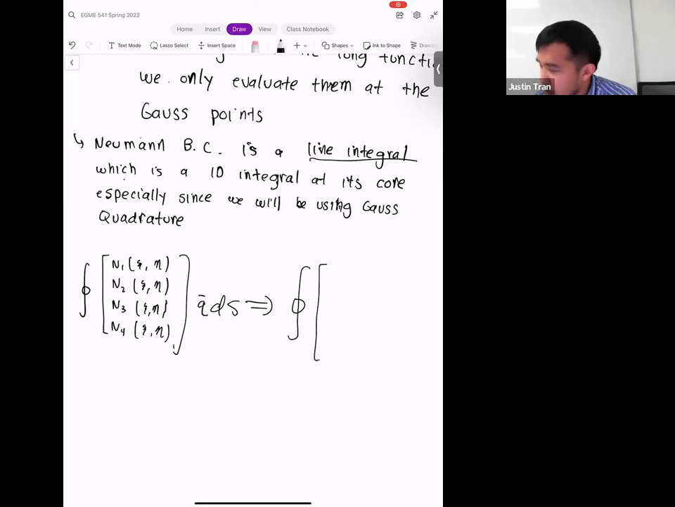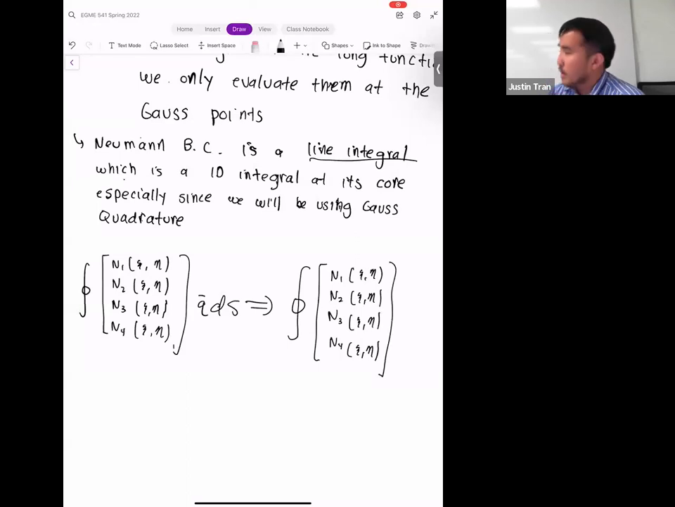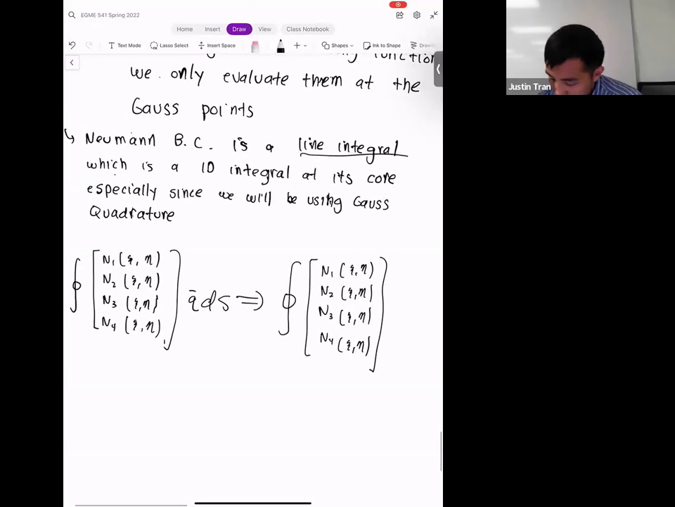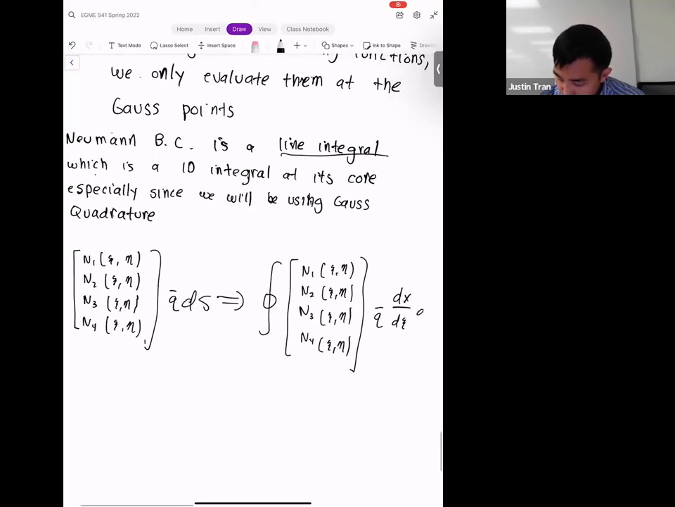Our Gauss integral here is going to have all epsilons and etas. So we have N1, N2, N3, N4, all in epsilons and etas. Then we have q bar. Then we have our Jacobian, ds. But we can go ahead and plug in an expression for that Jacobian.